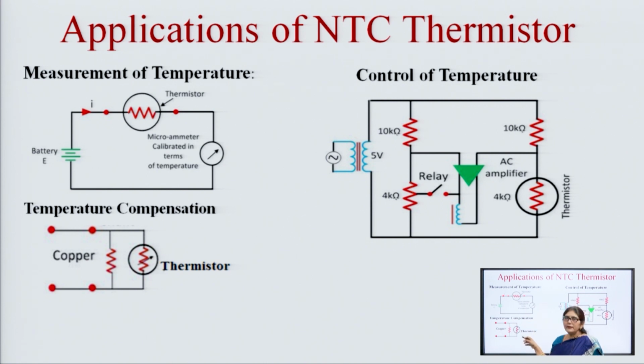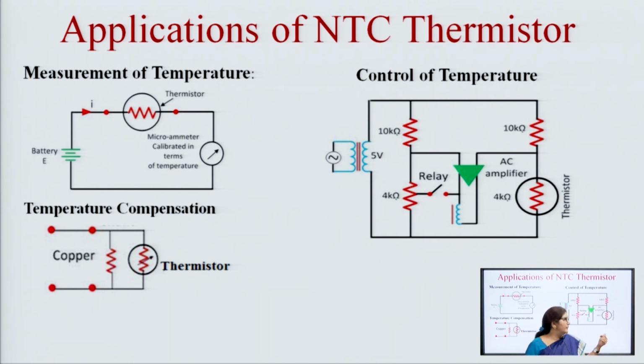Similarly, it is used for temperature compensation. Its resistance decreases when the temperature increases, and there are many devices whose resistance increases when temperature increases. So, we can use this thermistor in parallel to that, and it will share the current flowing through that device and compensate the change in resistance at that particular place.